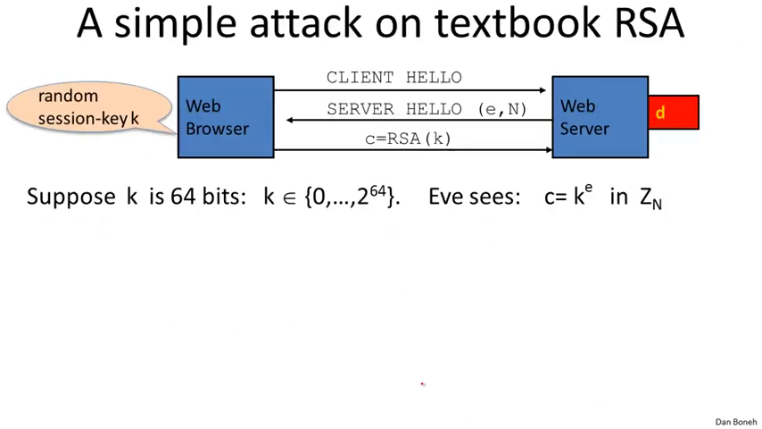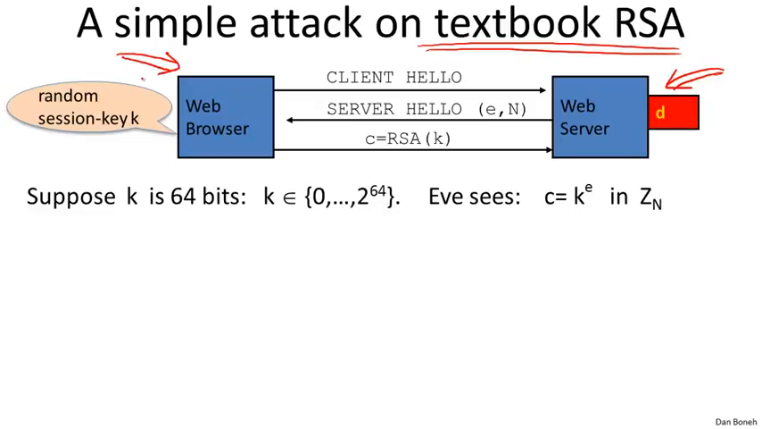So let's see what goes wrong if you try to use textbook RSA, in other words, if you try to encrypt a message using RSA directly. I'll give you an example attack from the world of the web. Imagine we have a web server, and the web server has an RSA secret key, here denoted by N and D. And here we have a web browser who's trying to establish a secure SSL session with the web server.